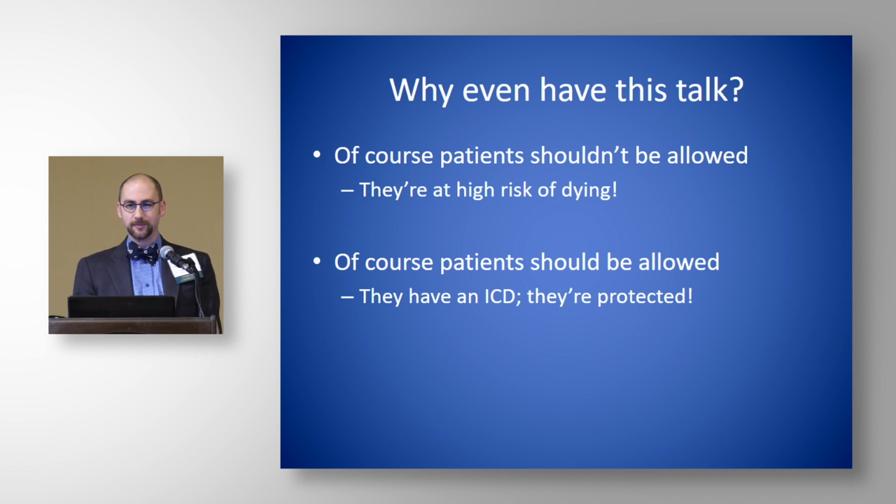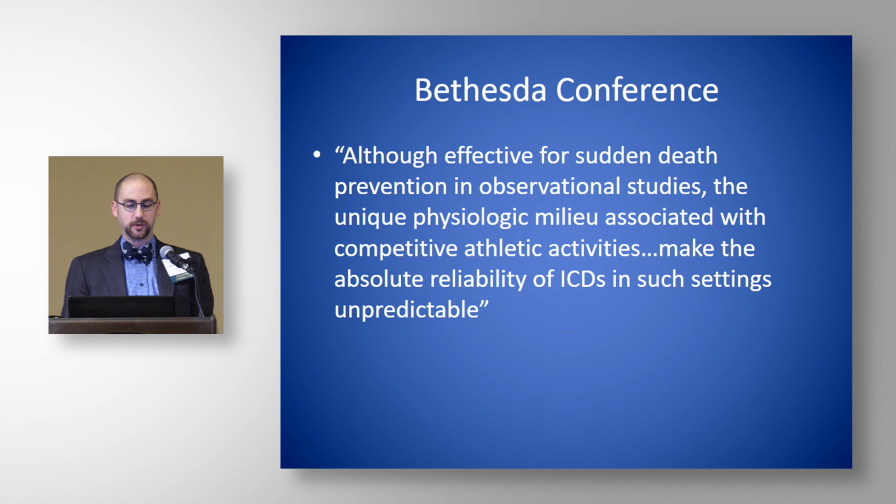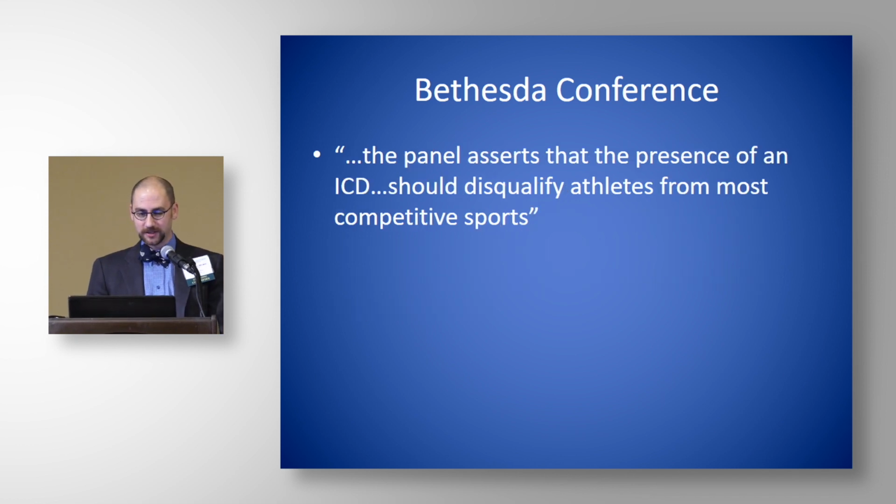So let's go through the limited amount of data that exists for this. The Bethesda Conference 36, which is a dozen years old or so now, says that although effective for sudden death prevention in observational studies, the unique physiologic milieu associated with competitive athletic activities makes the absolute reliability of ICDs in such settings unpredictable. Now, I would argue there is no absolute reliability of ICDs in any setting, and we know that. The panel asserts that the presence of an ICD should disqualify athletes from most competitive sports. So that would leave out most; the Class 1As would be okay. You can do your yoga.